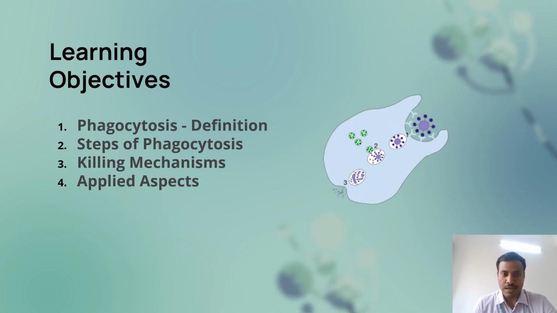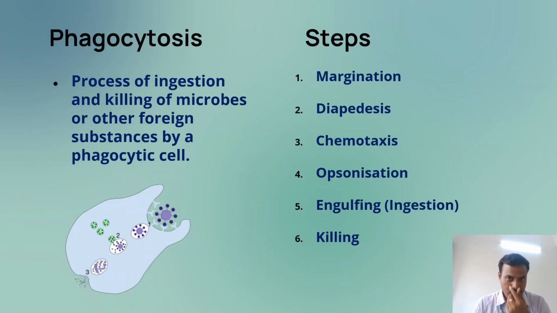So the learning objectives of today's class: the definition of phagocytosis, what are the steps involved in phagocytosis, what are the mechanisms of destroying the microorganisms, that is the killing mechanisms, and the applied aspects regarding phagocytosis. So coming on to phagocytosis. Phagocytosis is the process of ingestion and killing of microbes or other foreign substances by a phagocytic cell.